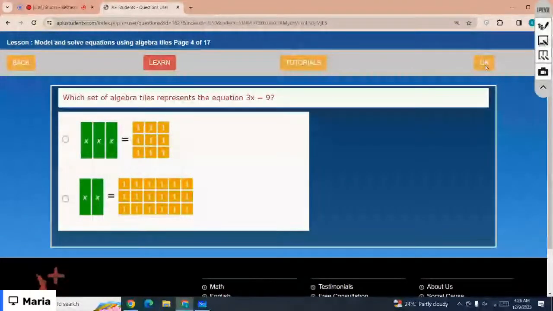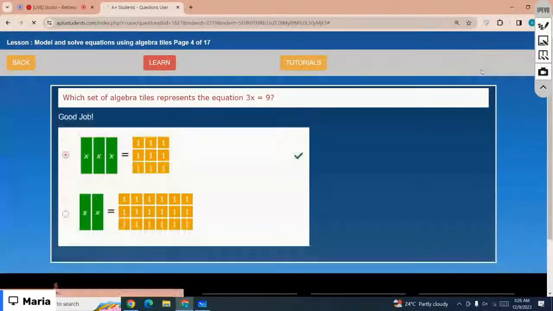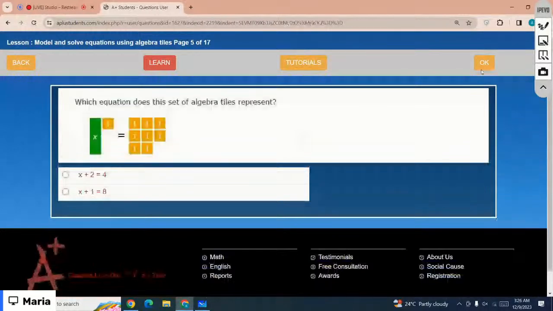That is equation number 1, the set that represents 3x equals 9, right? Which equation does the set of algebra tile represent? Which is the correct option?